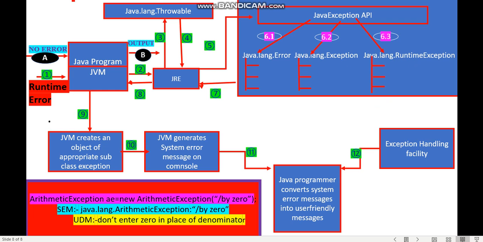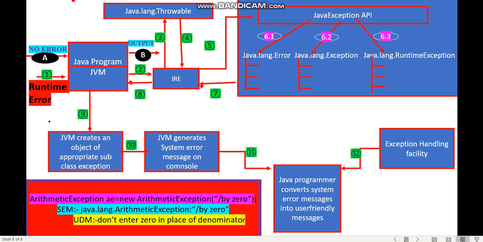In step 3, JRE further contacts the java.lang.Throwable class for getting the type of exception that occurred in the Java program. In step 4, java.lang.Throwable decides the type of the exception and gives that type to JRE. In step 5, JRE again contacts the Java exception API for getting an appropriate exception subclass.